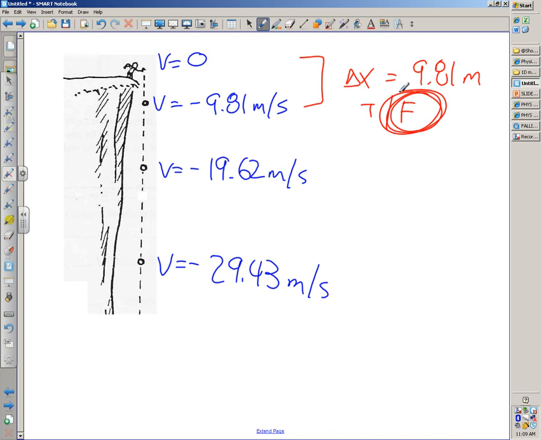Alright, correct answer is false. First, let's talk about it from a conceptual standpoint. We said this is a constant acceleration, so what's happening the entire time from the time he drops it to this 1 second point? It's continuously speeding up, faster, faster, faster. It only reaches 9.81 meters per second of speed after 1 second. If it was going to go 9.81 meters in that second, it would have had to have been going that speed for the entire second. Does that make sense?